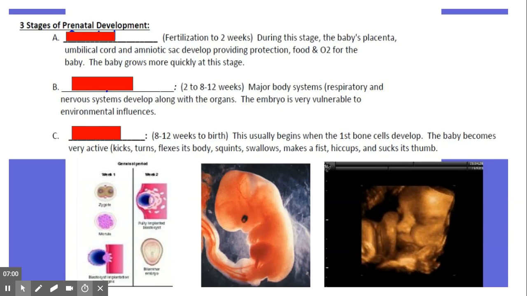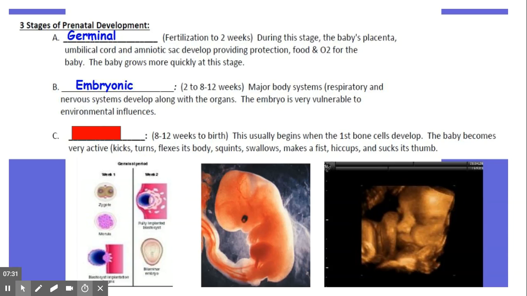The 3 stages of prenatal development, just to recap. Sometimes we call that early stage the germinal stage, fertilization to 2 weeks. During this stage, the baby's placenta, umbilical cord, and amniotic sac are all developing, providing it protection, food, and oxygen. The baby is going to grow very quickly. We have rapid development, probably the fastest development during this whole prenatal period of time.